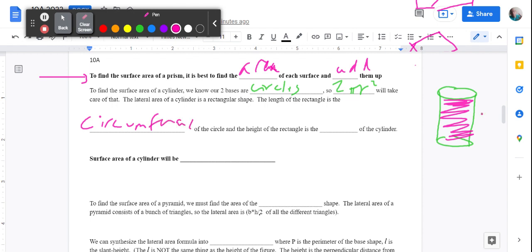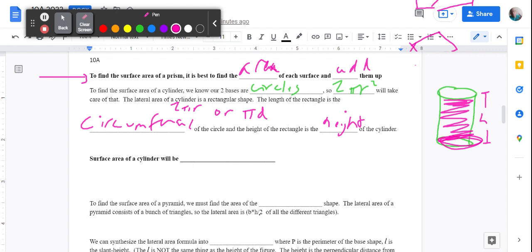Okay, and the height of the rectangle is going to be the height of the cylinder. So that's the height of the thing there, and the length is the circumference of the circle. So the circumference we know is 2 pi r, or we can call it pi d if we want to, pi times diameter. And the height is the height.